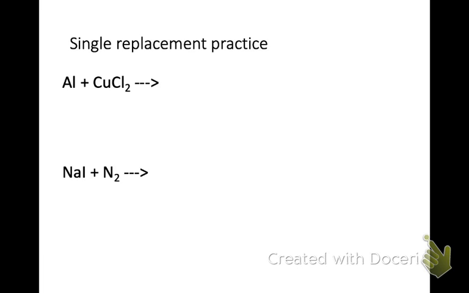For our second set of single replacement prediction problems, I encourage you to pause the video and try to find the solutions on your own. Once you've done that, come back and check your answers with my answers.